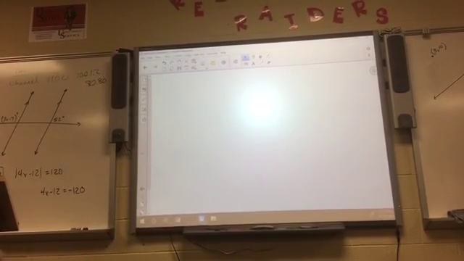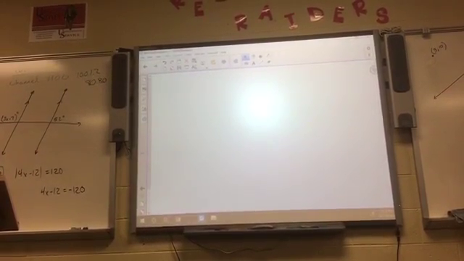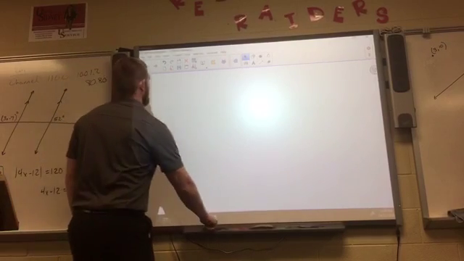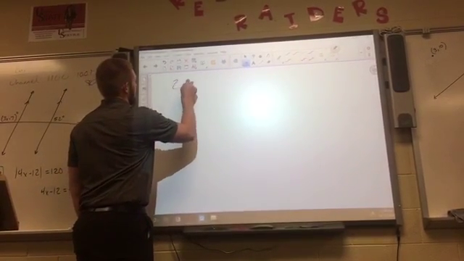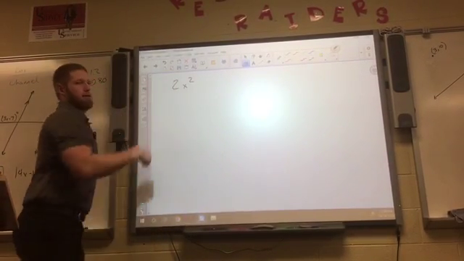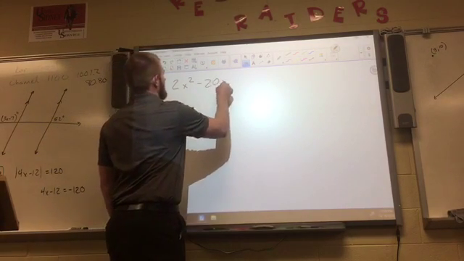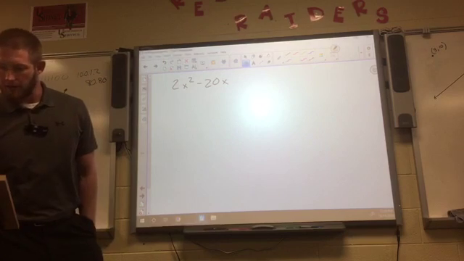Alright, example 4 is where we're starting. It's essentially the same thing as what we did yesterday. The difference is that A is not a 1 anymore. It wasn't on the assignment yesterday. It was every time that you couldn't factor it.